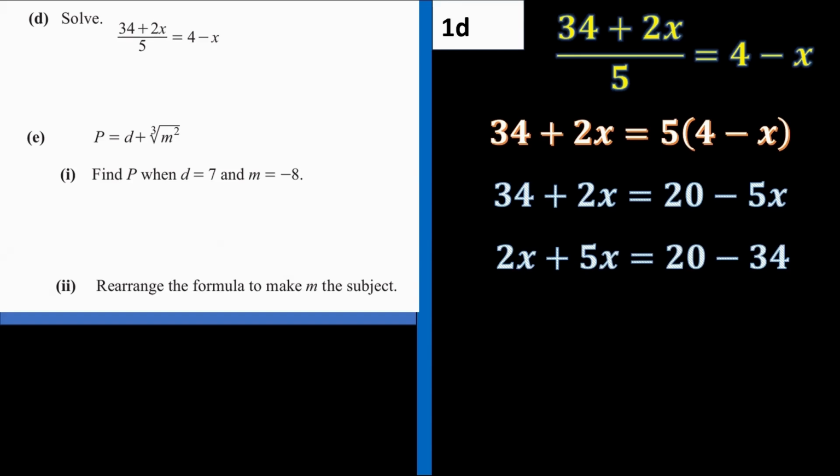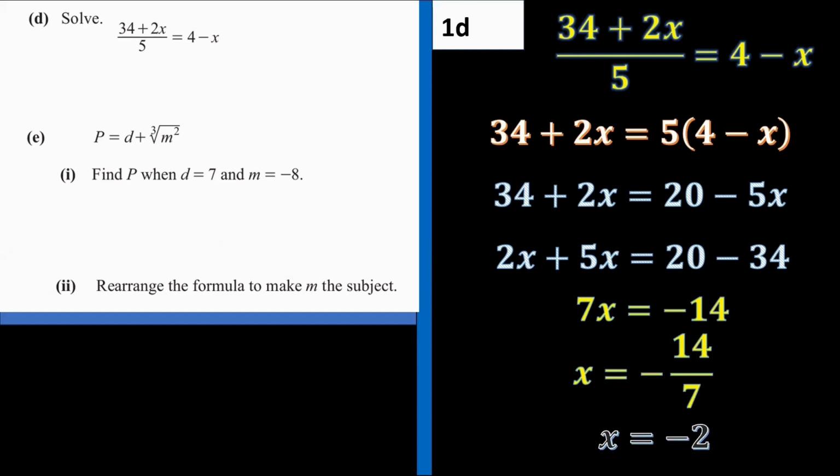So we have on the left side of the equation 2s plus 5s, and on the right side of the equation, when we collect, we cross over 34 from left to right, we have minus 34. So we have 20 minus 34. And then adding up, we have 7s equals minus 14. We are going to divide both sides by 7. And that gives us minus 14 over 7. And here, the value of s is minus 2.